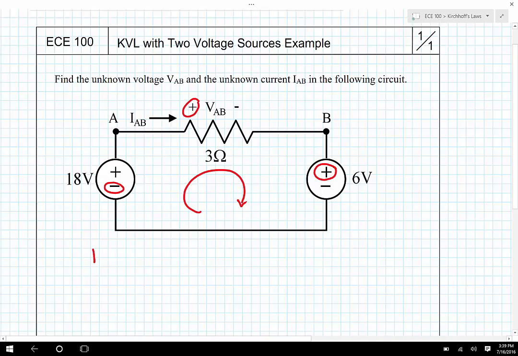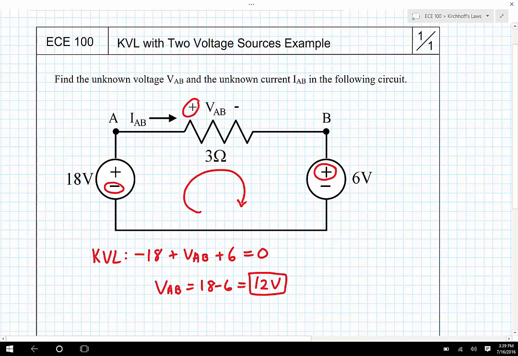So when I write my KVL equation here, it's so nice that this just takes care of itself by just using the sign of whichever one we encounter first. It seems a little bit too easy that we don't have to give it any more thought than this, but that's the way that we write the equation. Minus 18 plus V sub AB plus 6 equals 0. And therefore we can write that V sub AB is equal to 18 minus 6, which is therefore 12 volts. And with one equation and one quick calculation, we've already solved half of the problem.